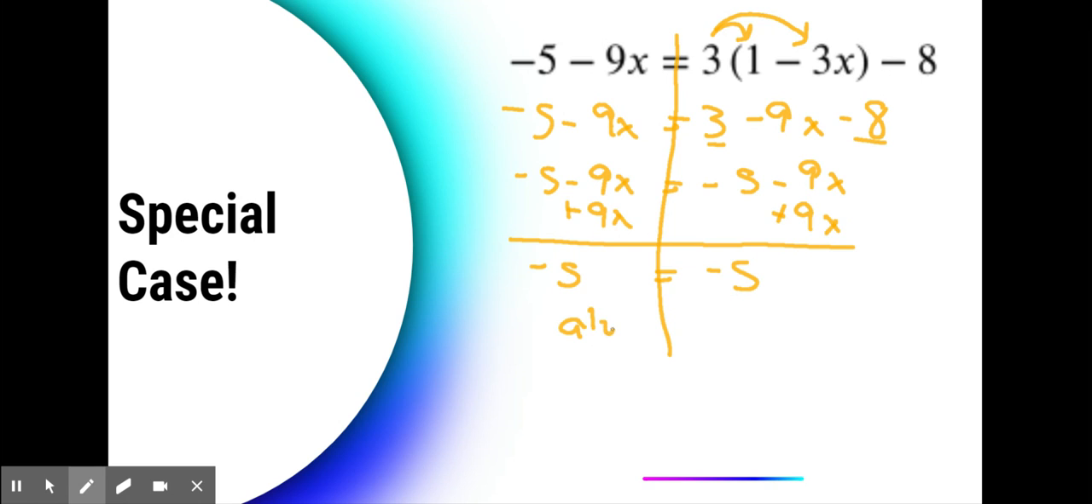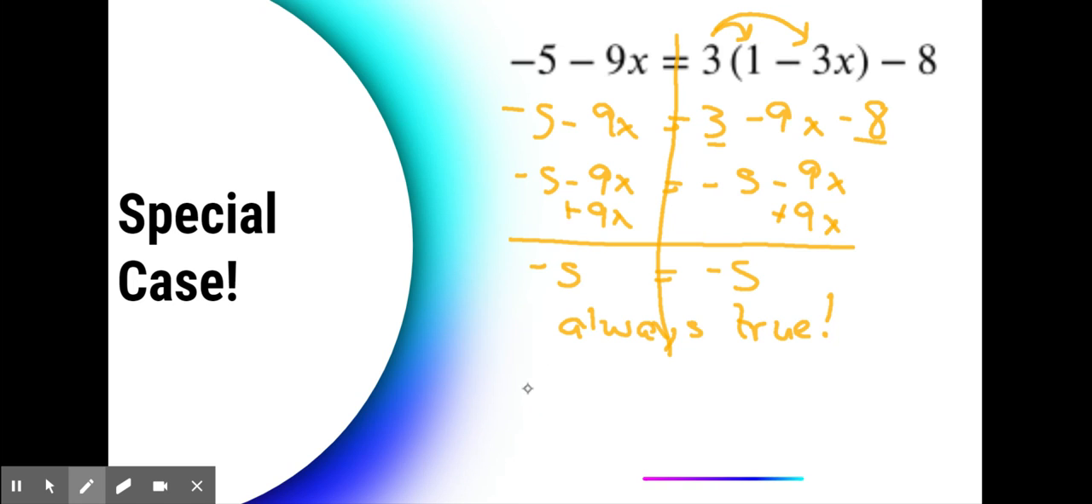How often does negative 5 equal negative 5? This is always true, right? That's a statement that's always true. And if it's always true, it means that it doesn't matter what we put in for x, we will get a right answer, right? This part right here, this is always true. I don't care if I put in x equals 0 or x equals 1 or x equals negative 5,362. It will always make a true statement.